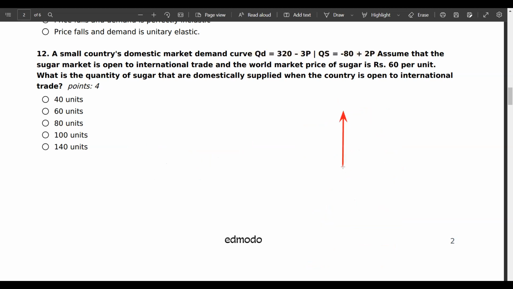So let me take this and put it in a rough graph just for your understanding, to make this whole question easily understandable. So we'll write down the demand equation and the supply equation. Okay, cool. Supply curve and demand curve.